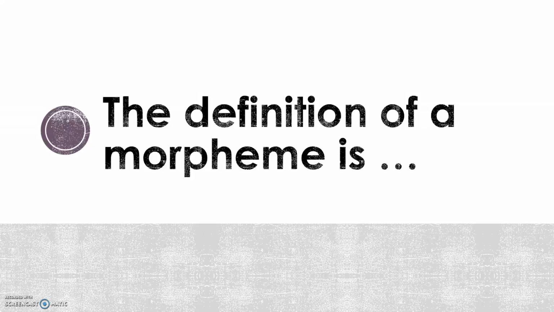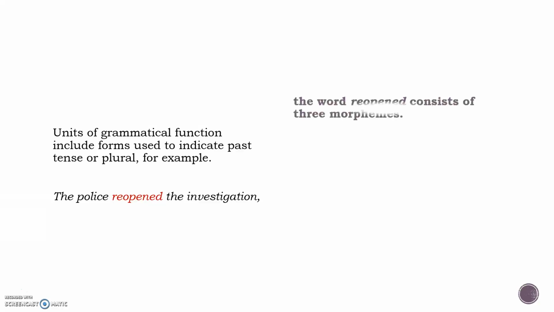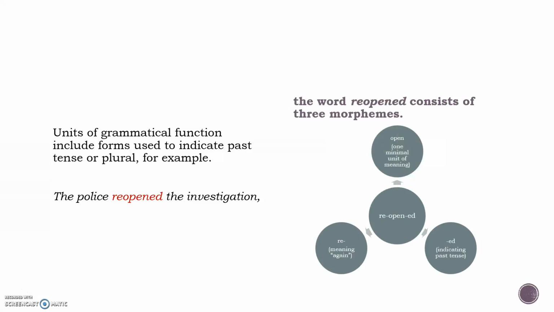Well, the definition of a morpheme is a minimal unit of meaning or grammatical function. Units of grammatical function include forms used to indicate past tense or plural. For example, in the sentence, "The police reopened the investigation," the word "reopened" consists of three morphemes. One minimal unit of meaning is "open," another minimal unit of meaning is "re-," meaning again, and a minimal unit of grammatical function is "-ed," indicating past tense.